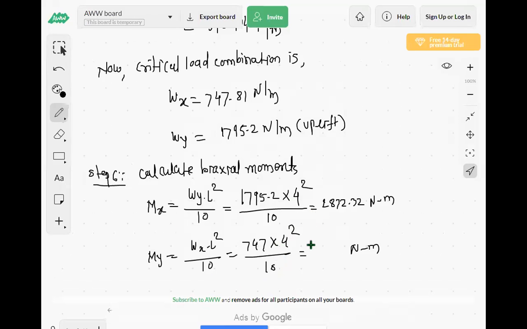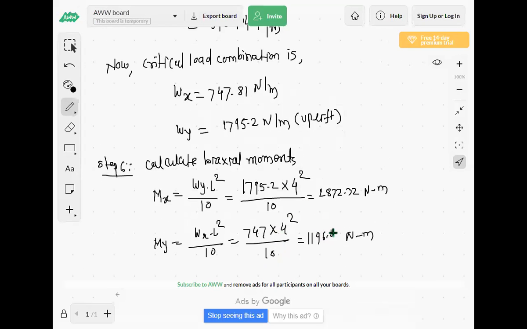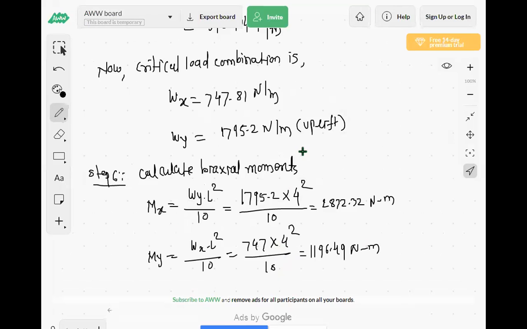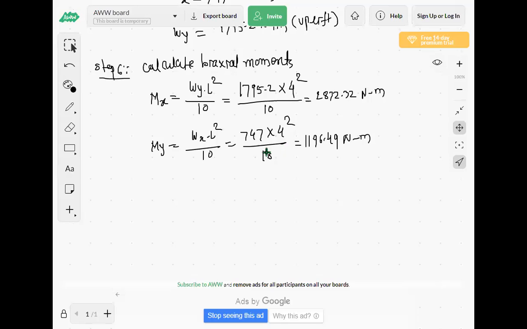1196.49. 1196.49 Newton meter. Okay, got it. So these are the two biaxial movements we have calculated. Okay, so now we have to go for step number 7. Okay, step number 7.